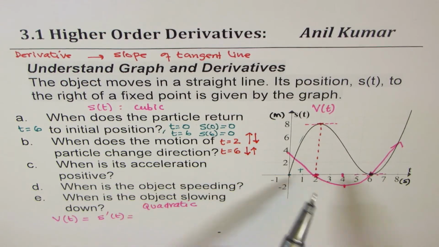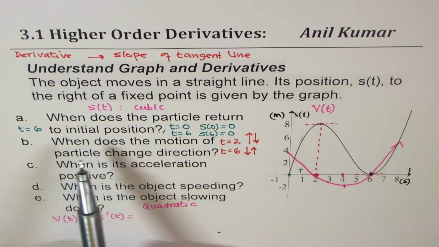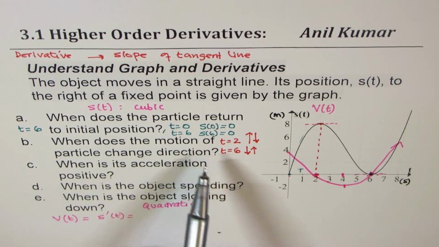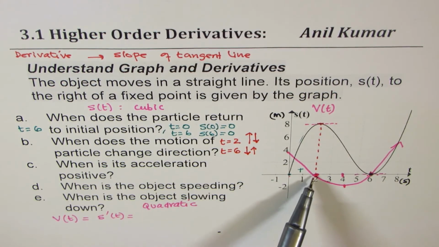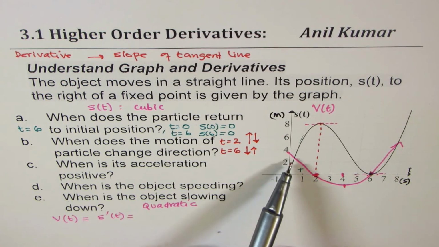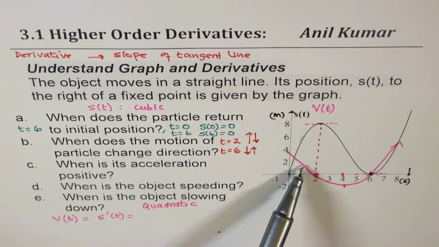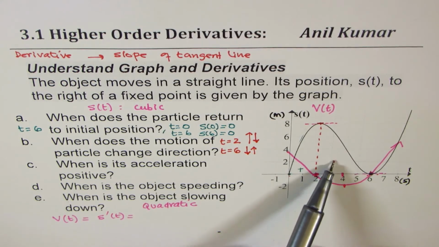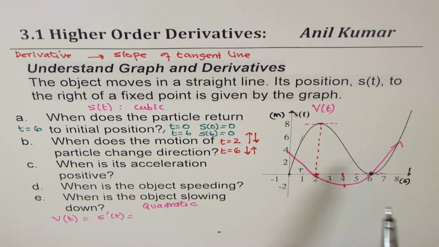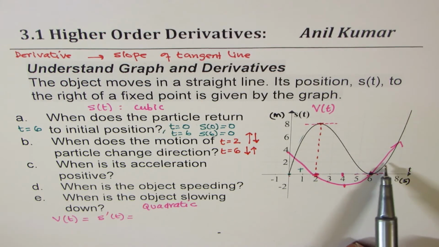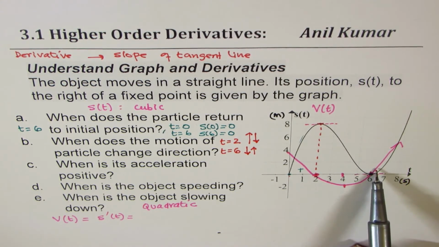Now we'll check our answers with respect to velocity also. When does the motion of the particle change direction? It changes direction when velocity is 0. As you can see, velocity changes from positive to negative. That means earlier the object was going away, now it is coming closer. At this stage, velocity is changing from negative to positive, meaning the object was coming closer, now moves away. Perfect. So it matches with the description also.